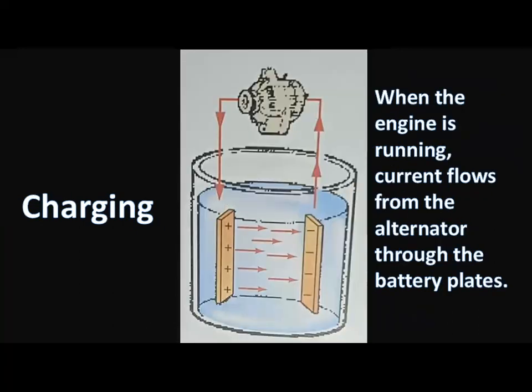If a voltage source, such as an alternator, is connected to the battery plates, the alternator forces current flow into one plate and out of the other battery plate. This action is called battery charging. The voltage of the alternator must be higher than the battery voltage to allow the alternator to force current through the battery.